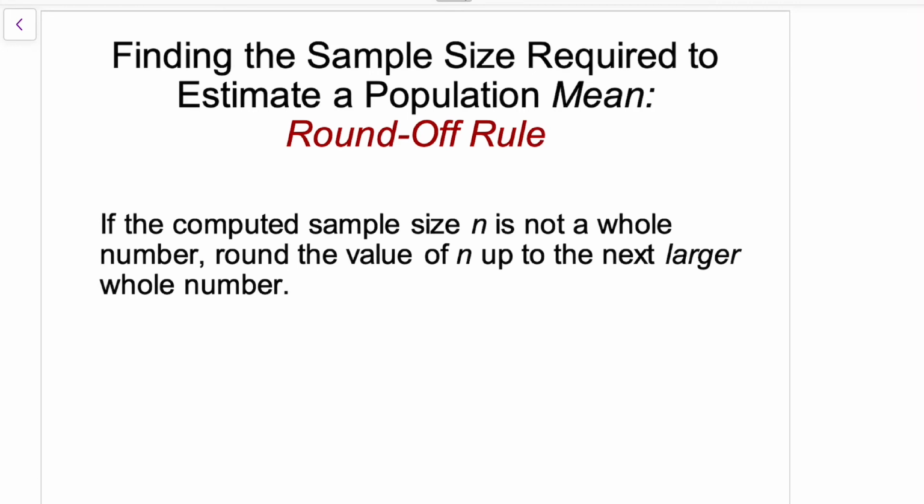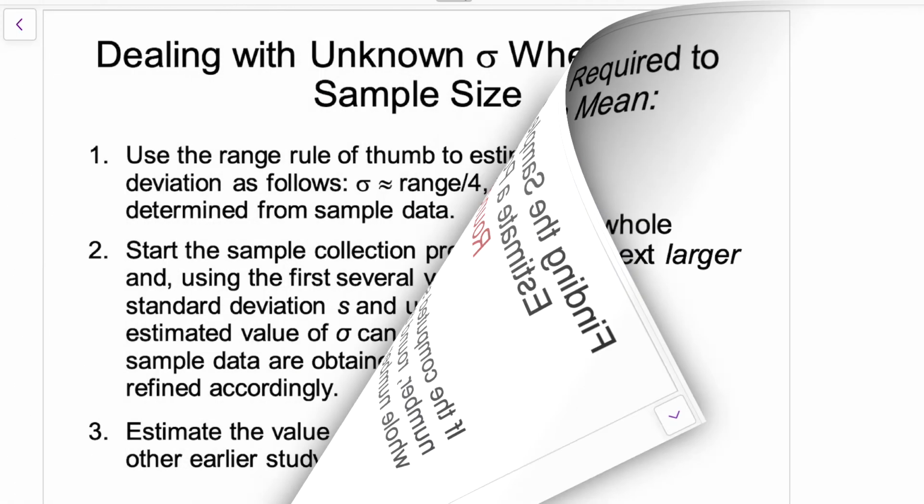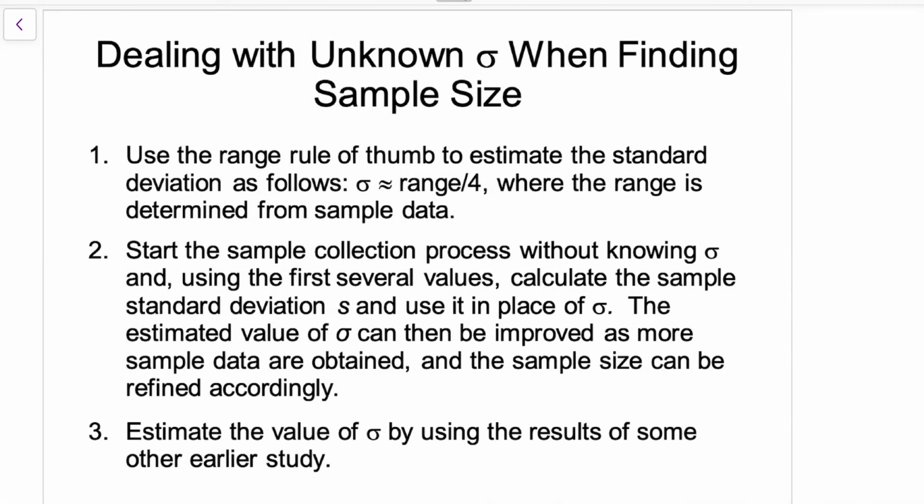I always round up for this case. Now, one thing might seem unusual in that we're trying to estimate our population mean. However, we were told that one of our parameters we were going to use is our population standard deviation. What is the likelihood of knowing the standard deviation and not knowing the mean? It turns out that that doesn't happen very often. However, there are 3 things we can do to try and estimate this.